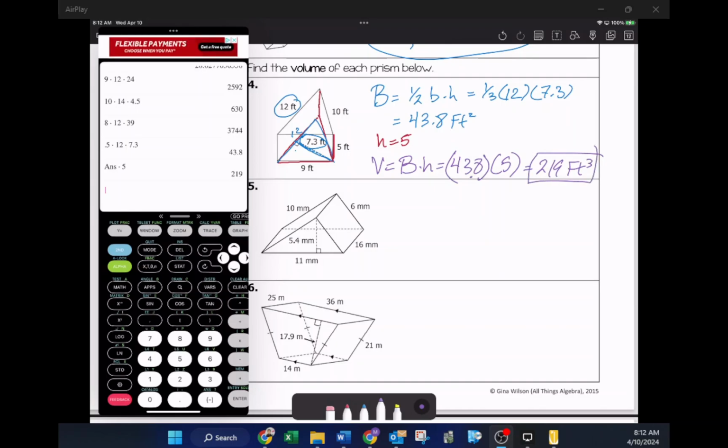So try number 5 and 6. Give you a couple minutes.